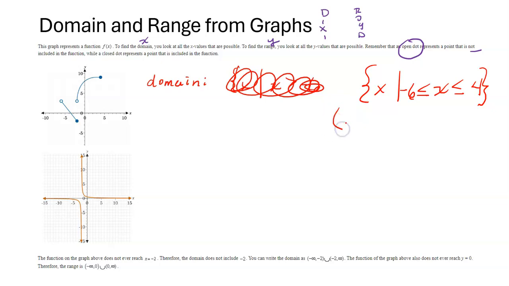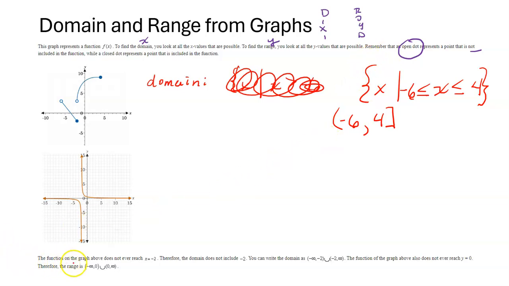Or you can say it's going to be -6 and +4, and you have that because it includes +4. So this is going to be your set notation. This is going to be your interval notation.